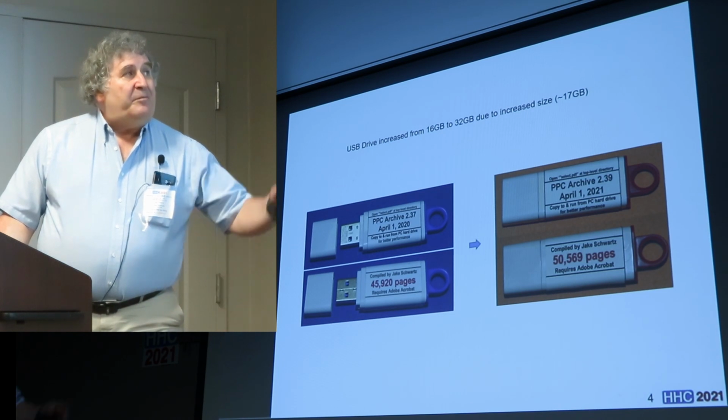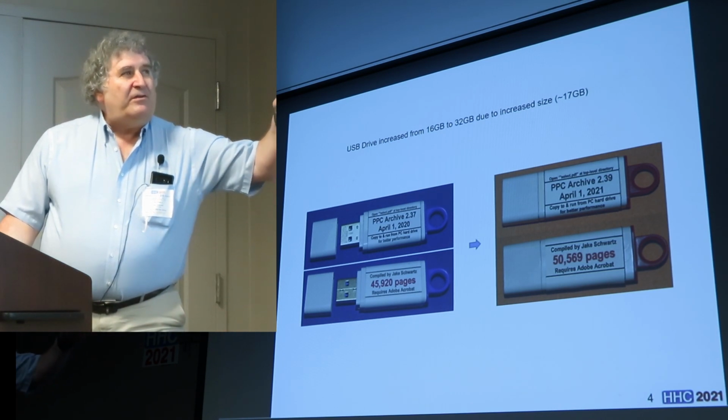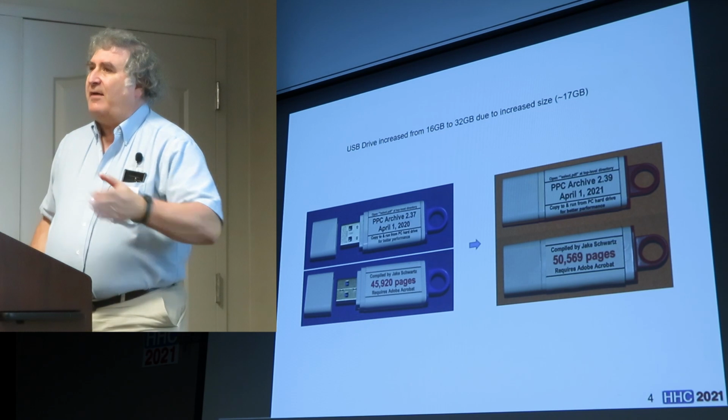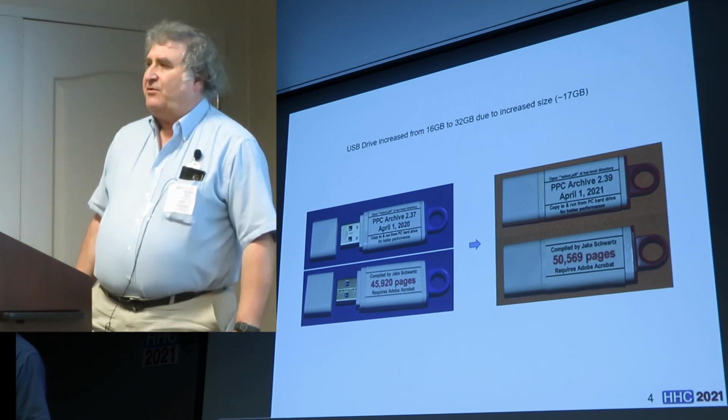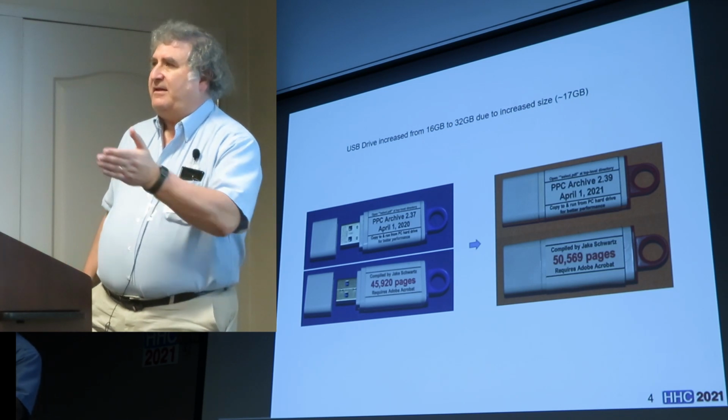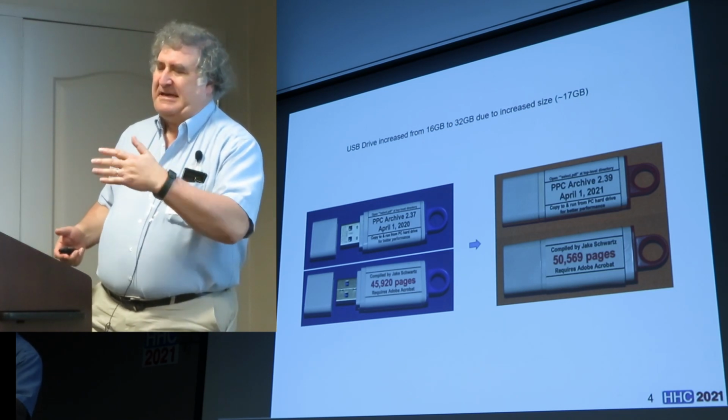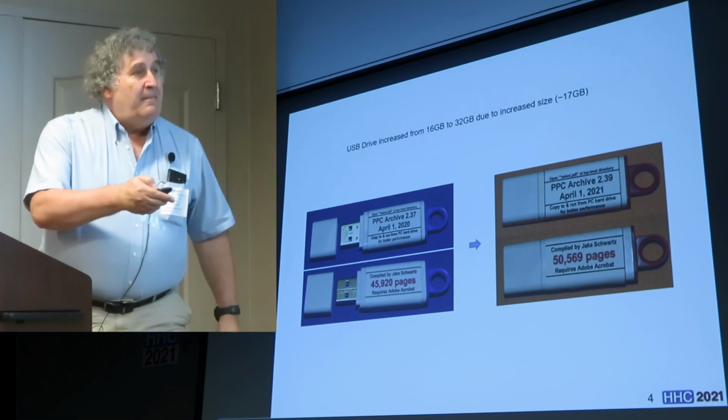And between 237 and 239 it grew to the point where I was using a 16 gig drive, and it got too big, so now we're using 32s, and it's slightly bigger than 16. It's like 19 gig, something like that.